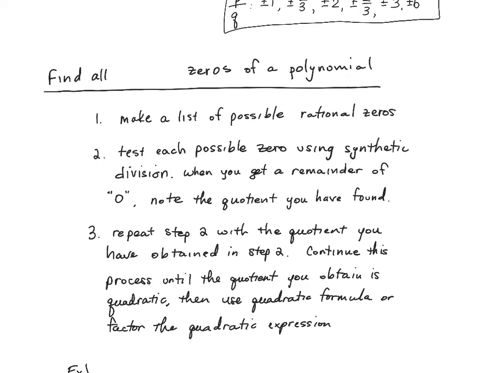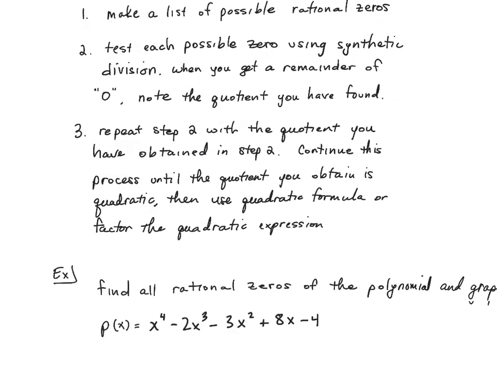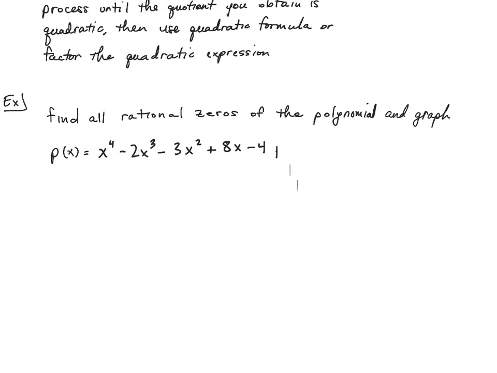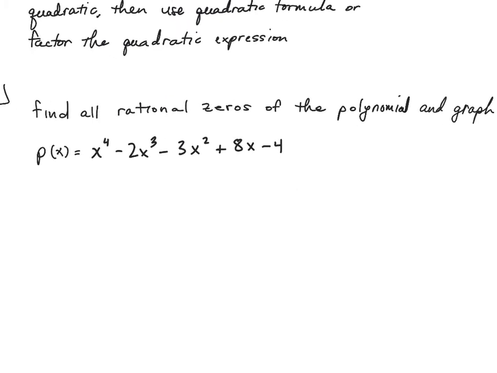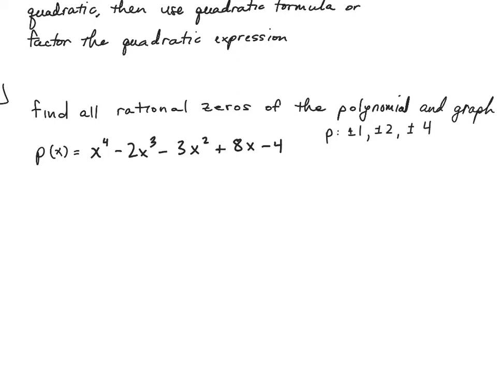well, sometimes it's easier to understand this process seeing the process rather than talking about it. So let's look at an example here. So we're going to find all the rational zeros, and then once we have the zeros, we're going to be able to graph this. So step 1 is a list of possible rational zeros, and remember that's our p divided by q. So factors of p are the factors of -4, which are plus or minus 1, plus or minus 2, and plus or minus 4. Factors of q come from the leading coefficient of 1, and that's just plus or minus 1.